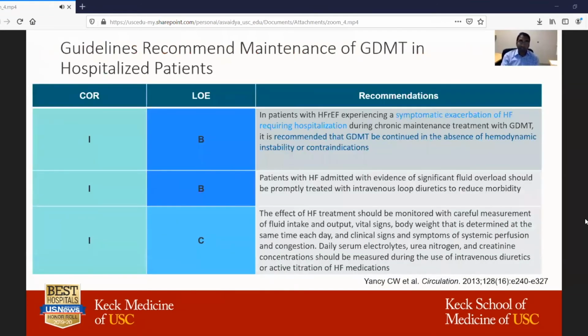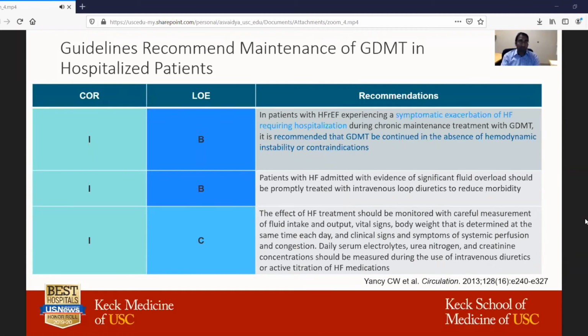So shifting gears a little bit in terms of using hospitalizations as a time to intervene for advanced heart failure referral. It's also a time to think about making sure that they're on proper guideline-directed medical therapy. So it's important when patients are coming in for heart failure exacerbation that are symptomatic. It is recommended that guideline-directed therapies such as beta blockers, ACE, ARBs, or Entresto be continued in the absence of any hemodynamic instability or contraindications.